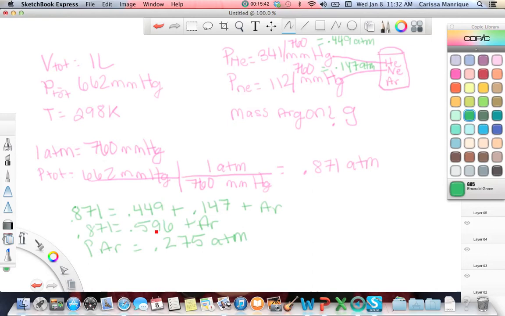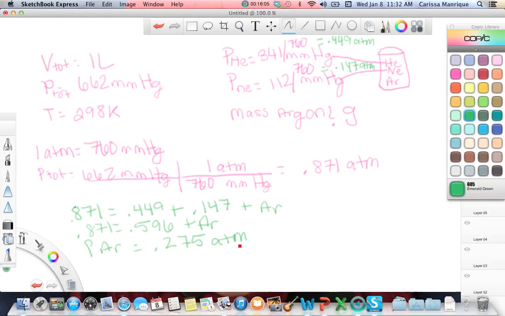Okay, so let's make sure. When we add up 0.449 plus 0.147 plus 0.275, it should equal about 0.871, because that's what all of them individually added together should equal. And when we do that, you do get about 0.871. So this is correct. We know the pressure of argon is 0.275.